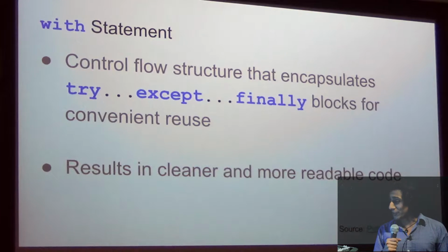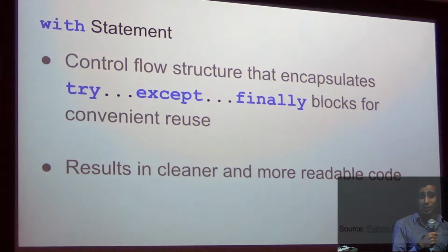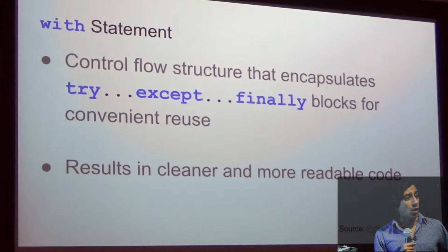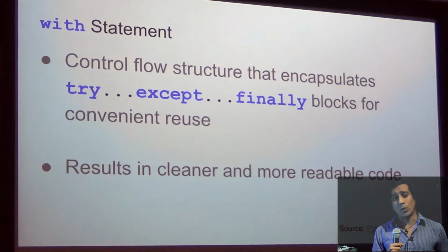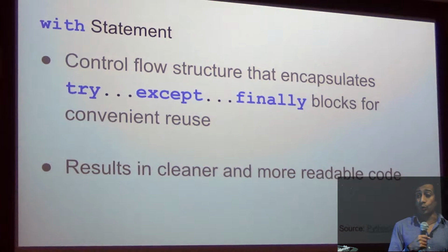So the with statement was introduced in PEP 343, and it's a control flow structure that encapsulates try, except, finally blocks for convenient reuse. So what does that mean? Anytime you have some sort of cleanup step, so think open, close, lock, unlock, we're going to use a with statement to encapsulate that for us. So as a result, our code becomes a lot cleaner and a lot more readable.